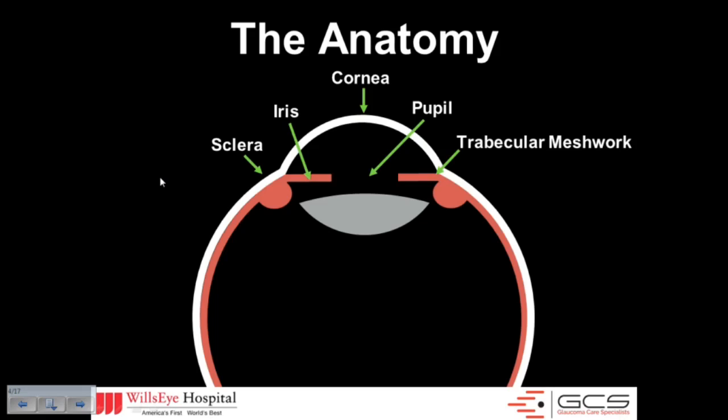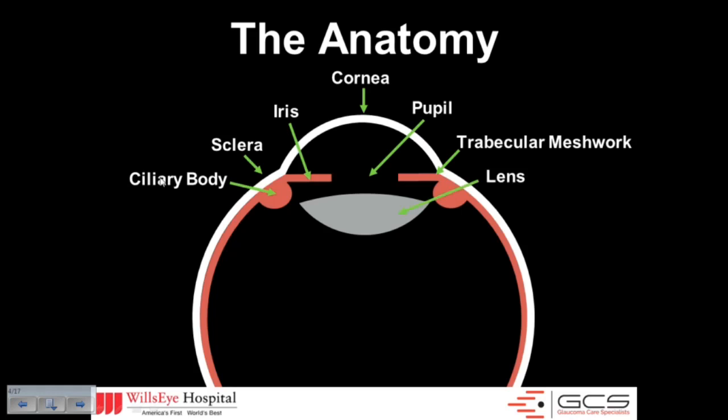Right at the angle where the iris and the cornea meet is the trabecular meshwork. We'll go a little bit more into detail as to what this does, but just know that this is probably the primary site of fluid outflow of the eye. So it's basically the drain of the eye. Behind the iris is the ciliary body, and this is where the fluid inside your eye is formed.